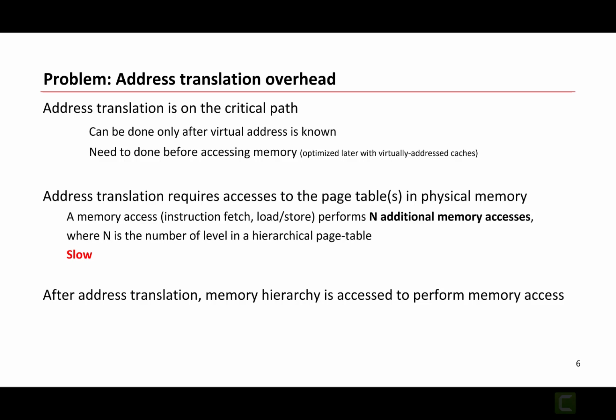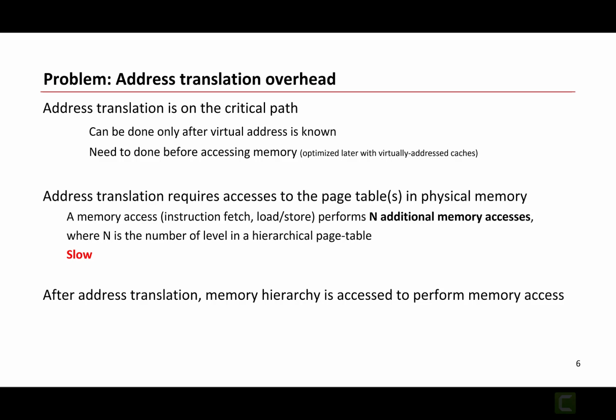So the main problem that we are going to talk about in this lecture is this problem of address translation overhead. Address translation is very important because it is on the critical path of an instruction's execution. It can be done only after the virtual address is known. Clearly, because if you don't know the virtual address, then you can't really translate it. So you need to wait for the address to be known. In the case of a load or store instruction, the execution stage is the one that would compute the virtual address. And in the memory stage, you need to then translate it. And the translation has to be done before accessing the memory hierarchy.